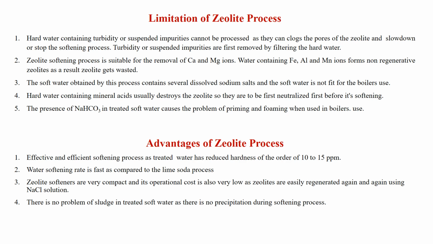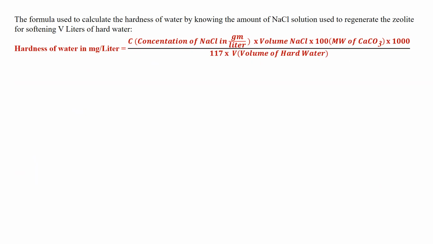Zeolite softeners are very compact and its operational cost is also very low, as zeolites are easily regenerated again and again using NaCl solution. In zeolite process, there is no problem of sludge in treated soft water, as there is no precipitation taking place during the softening process.